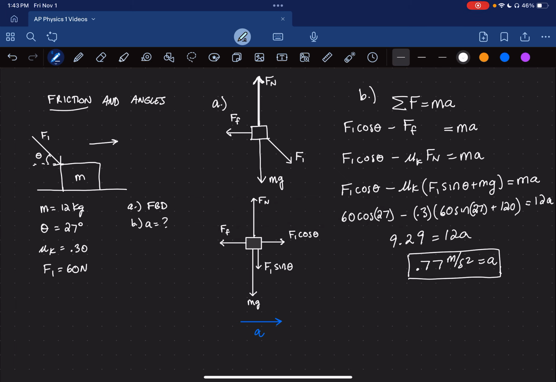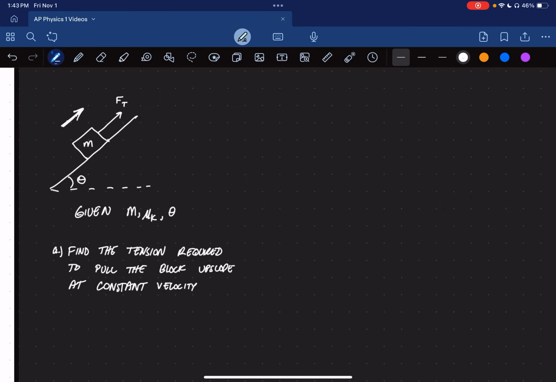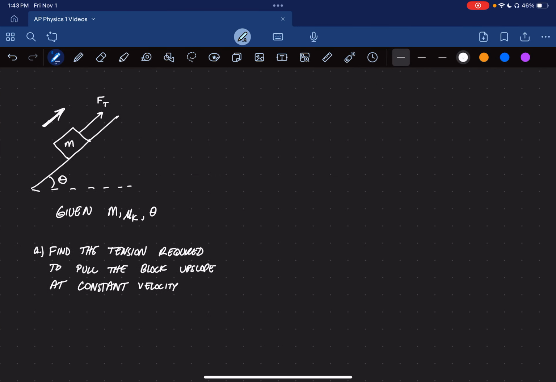So don't forget when you are doing these problems to label your answers. So part A is right here, part B is right here. Box in your answer, give units. Cool, I think this one's done. Let's try another one. This one is without numbers.